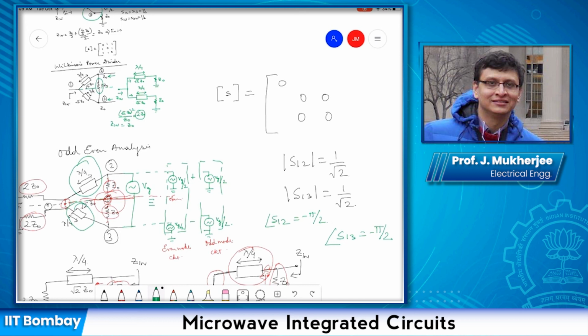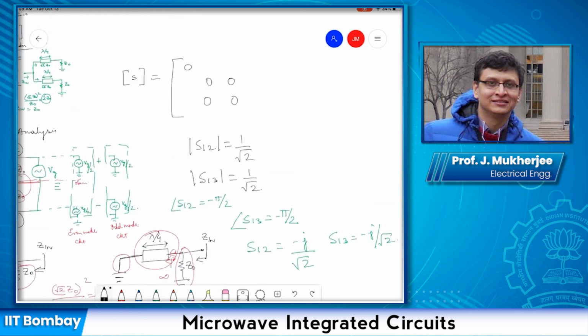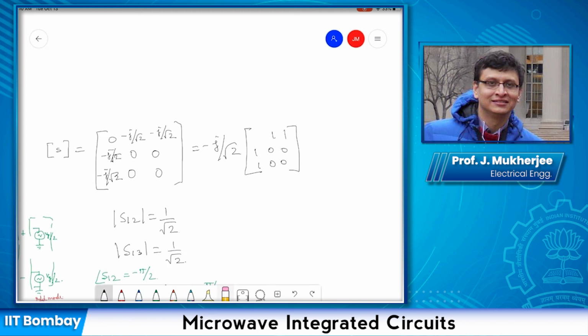Okay. So with these in mind, I can write the S12 parameter as nothing but minus j upon square root of 2, and S13 as minus j upon square root of 2. So overall the S parameter matrix becomes minus j upon square root of 2 times the matrix with rows 0 1 1, 1 0 0, 1 0 0. So this is the S parameter matrix of the Wilkinson power divider.